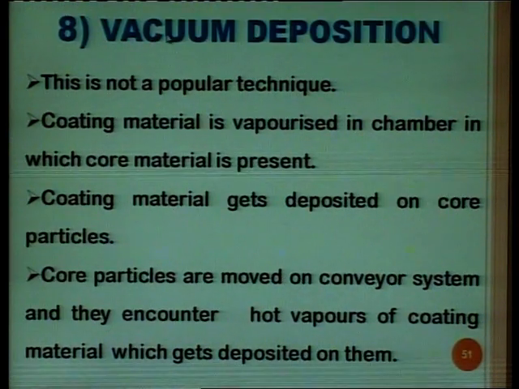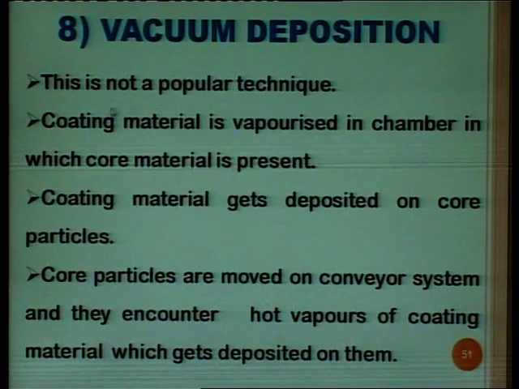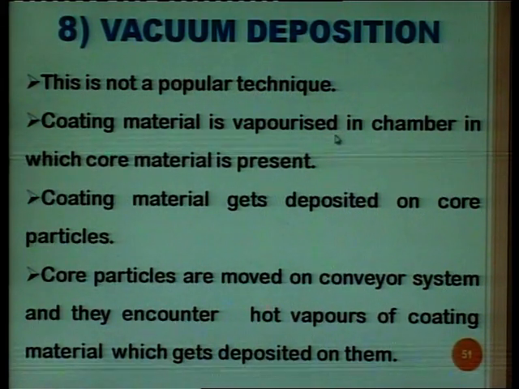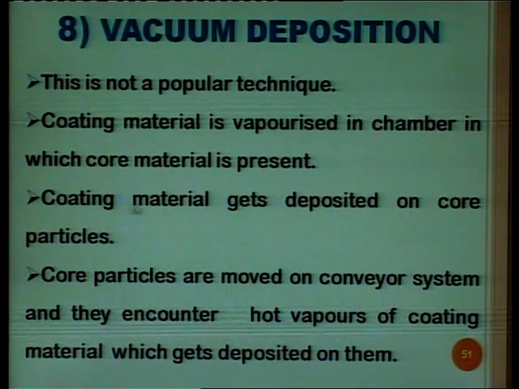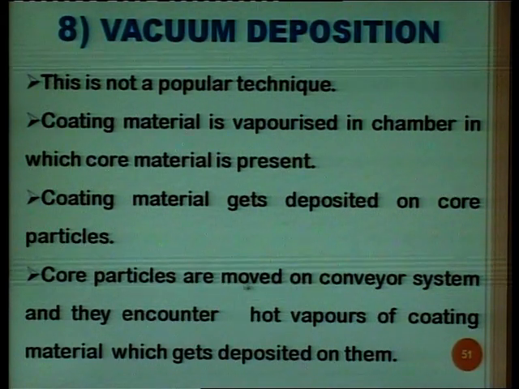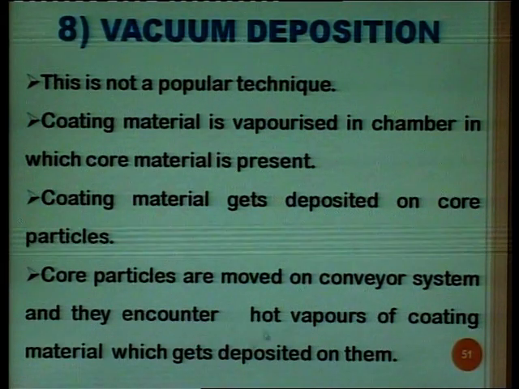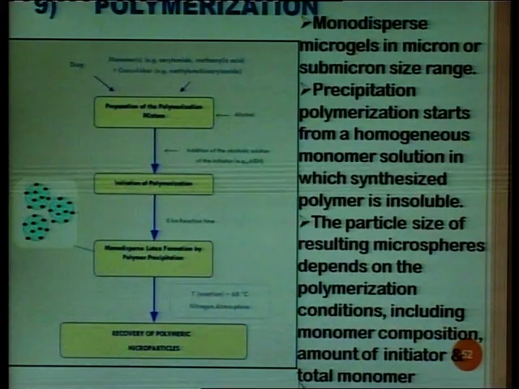So, next technique is vacuum deposition technique. This is not a popular technique. In this technique, the coating material is vaporized in a chamber in which core material is present. Coating material gets deposited on the core particles, and the core particles are moved on a conveyor system and then encounter hot vapors of coating material, which gets deposited on them.